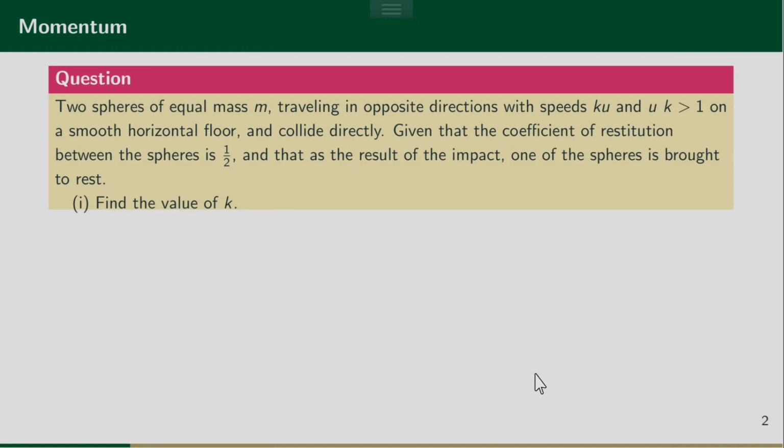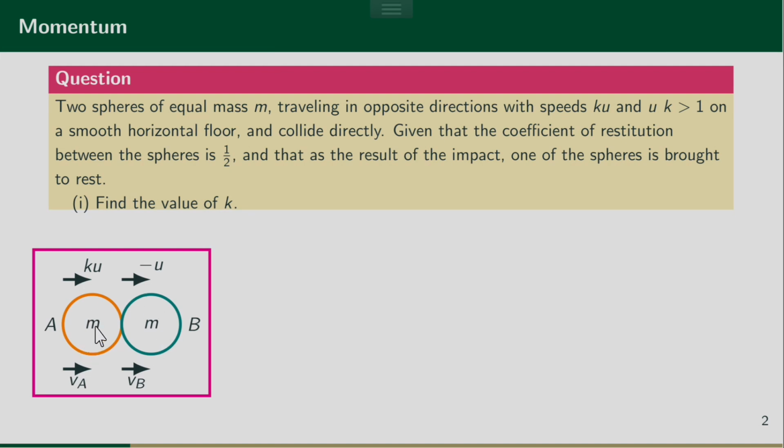Now, I am going to concisely draw a diagram and represent the information from the question. So here we have the diagram. We were told that two spheres of equal mass, m, so that is why their masses are all m, and I've called the first sphere A, and the second sphere B, with speeds ku and u, and they say they're moving in opposite directions. So if I consider the right direction as positive, then the left direction would be negative. So above here, I've written the velocity of A as ku, and that of B should be negative u, because A and B are moving in opposite directions.